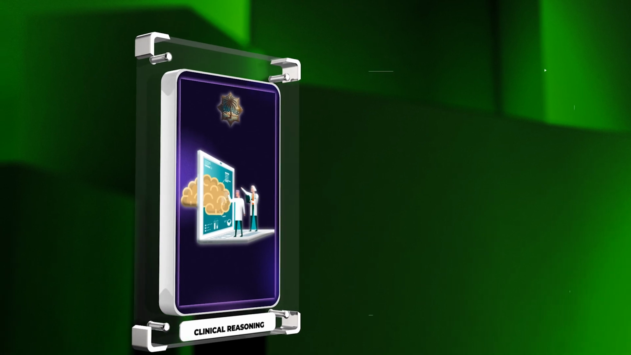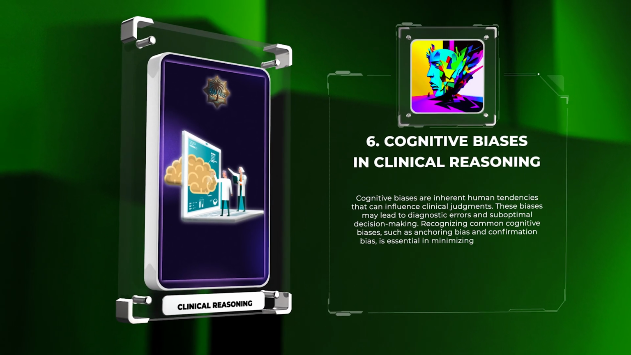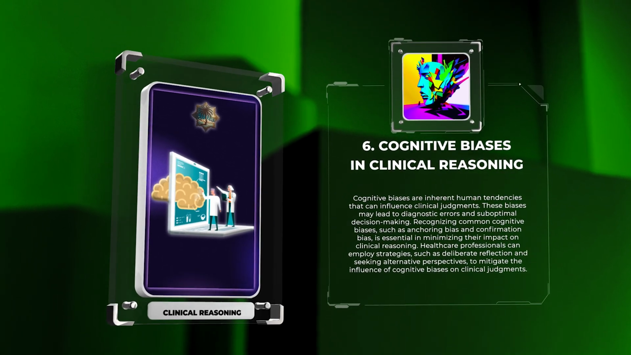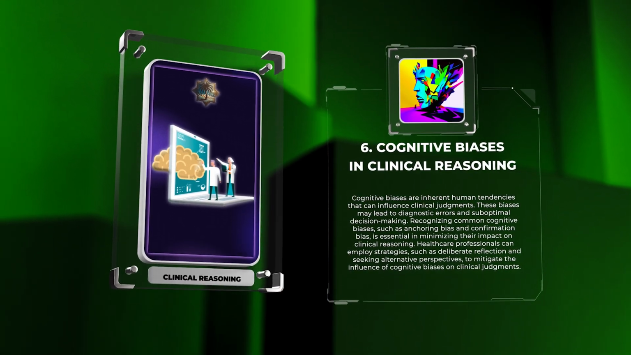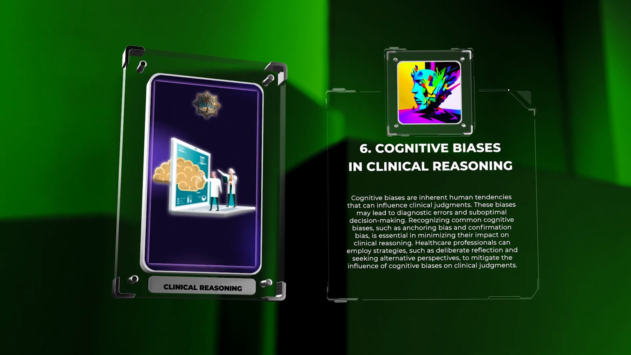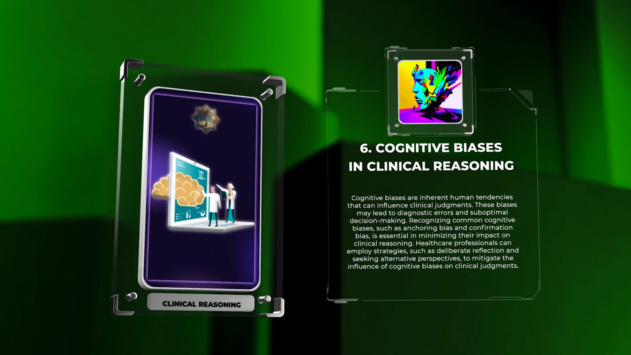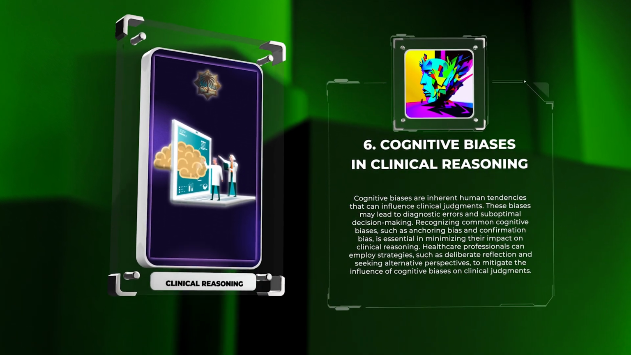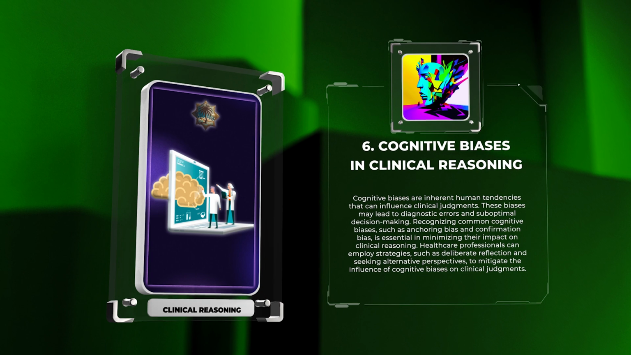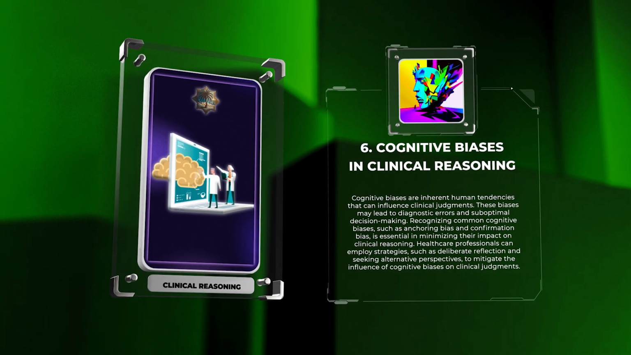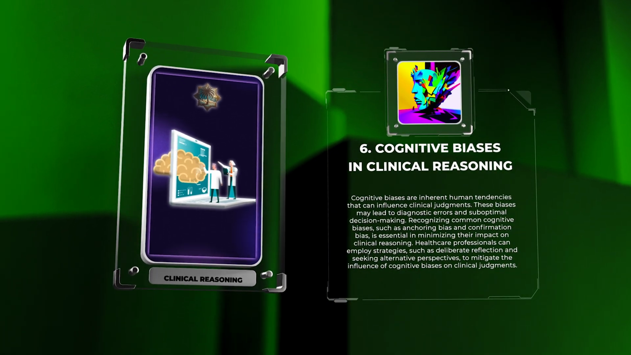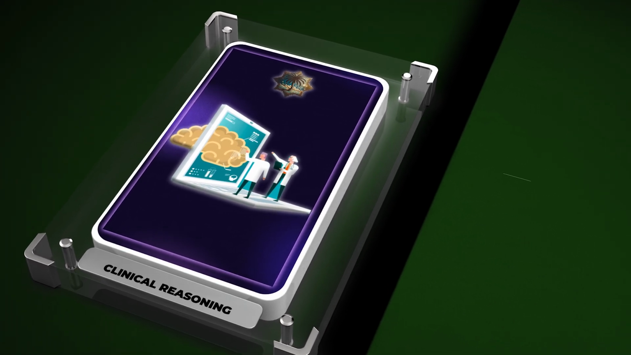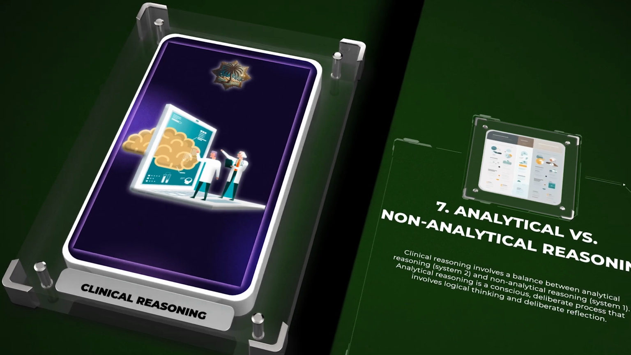Cognitive biases are inherent human tendencies that can influence clinical judgments. These biases may lead to diagnostic errors and suboptimal decision-making. Recognizing common cognitive biases, such as anchoring bias and confirmation bias, is essential in minimizing their impact on clinical reasoning. Healthcare professionals can employ strategies, such as deliberate reflection and seeking alternative perspectives, to mitigate the influence of cognitive biases on clinical judgments.